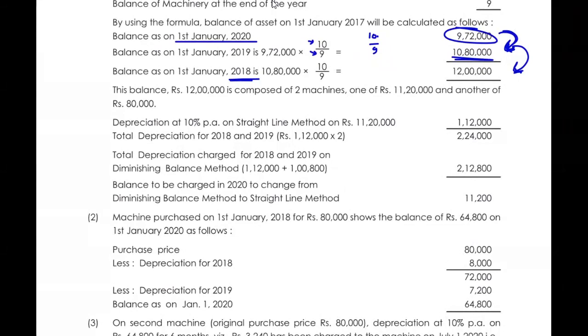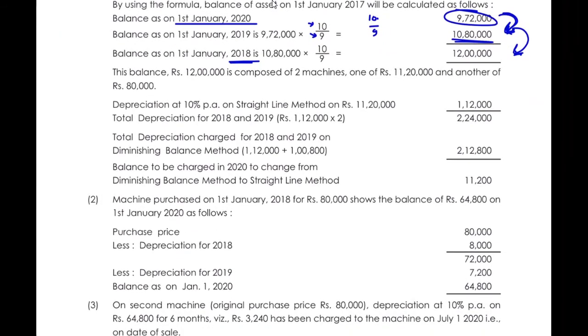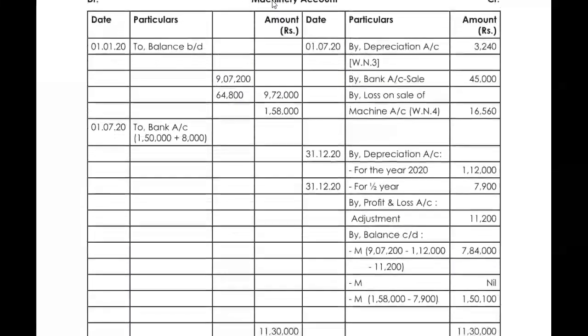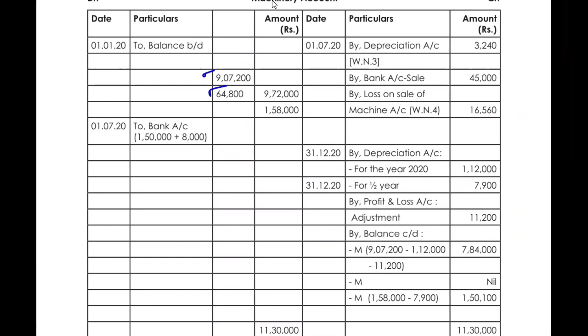So I have to split this. See this 80,000, this is the purchase price, this is the depreciation, then we have the balancing amount, then we have the depreciation for another year. This was the value on 1st of January 2020. Now we can calculate the profit and loss. So this was the value as on that date. We charged the depreciation, we booked the sale of 45,000, and whatever was the loss, that is 16,560, that is transferred to the P&L account. Okay, that we did in that year itself.